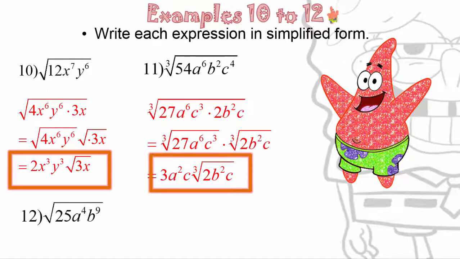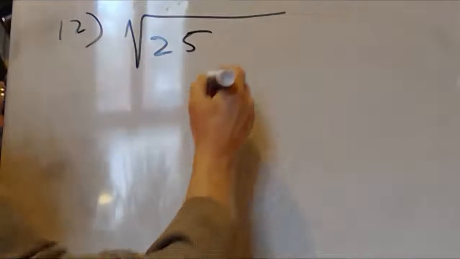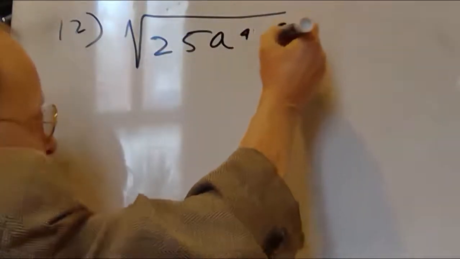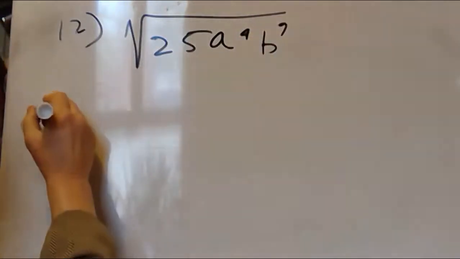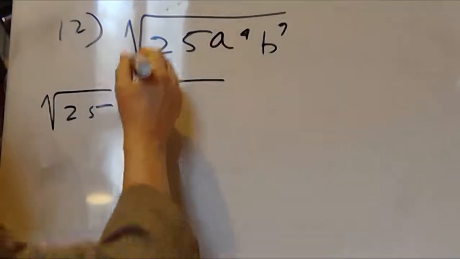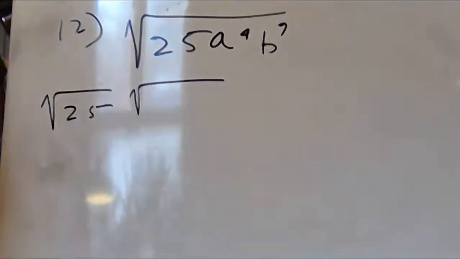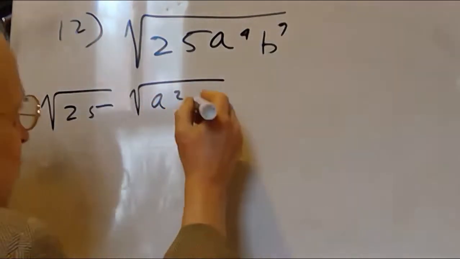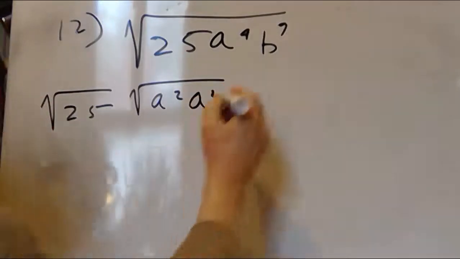In example number 12, we're asked to find the square root of 25a to the 4th b to the 9th. So let us go over to the whiteboard and see how to work this one out. 25a to the 4th, b to the 9th. And we do exactly like what we've done before. 25, break it up into its 2, because remember, if there's nothing here, we assume it's a square root. So we want to see how many squares we can get out of that. There, and then b.